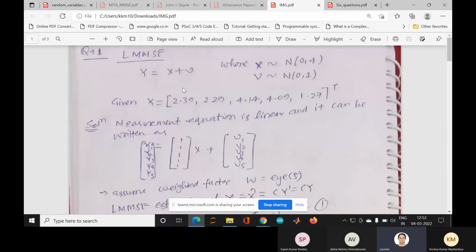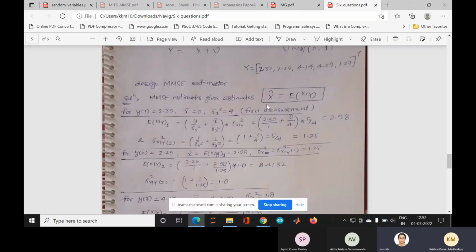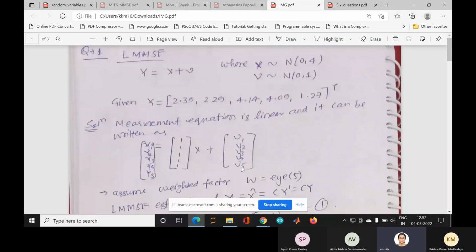Did you correct the mistake with MMSE? Yes, ma'am. Last time you had a mistake. Actually, ma'am, in the previous question, with MMSE, I was not using the inverse, like 1 by sigma v square plus 1 by sigma x square. What is the estimate you got? Let me see. At 2 point something. Show me what it is.